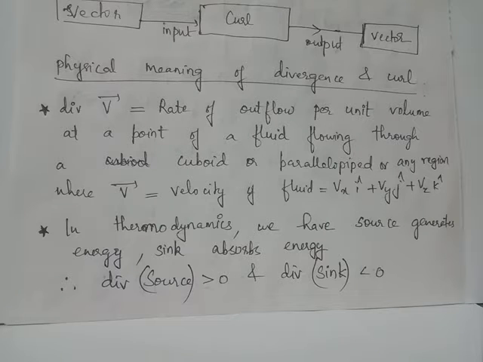We are familiar with thermodynamics, and in thermodynamics we can see the application of divergence. A source always generates energy and a sink absorbs energy. Therefore, the divergence of a source is always greater than 0 and the divergence associated with a sink will be less than 0. This is because a source has outflow of energy from it and a sink has inflow of energy to itself.